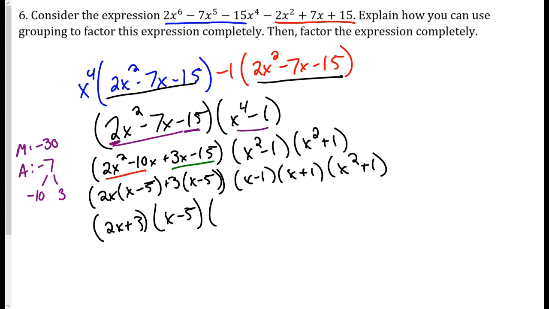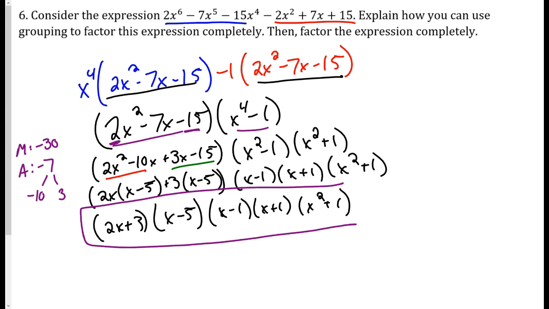So our final answer, what are the factors of this crazy 6th degree polynomial? They are 2x plus 3, x minus 5, x minus 1, x plus 1, and x squared plus 1. The product of all of those factors together will give you this original expression up here. They're equivalent. They look different, but they always have the same value.